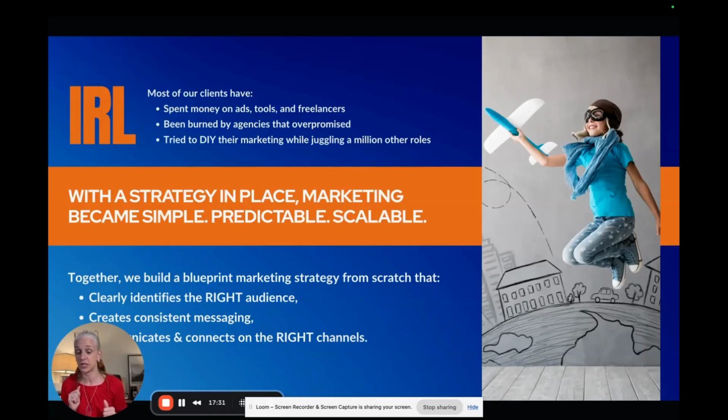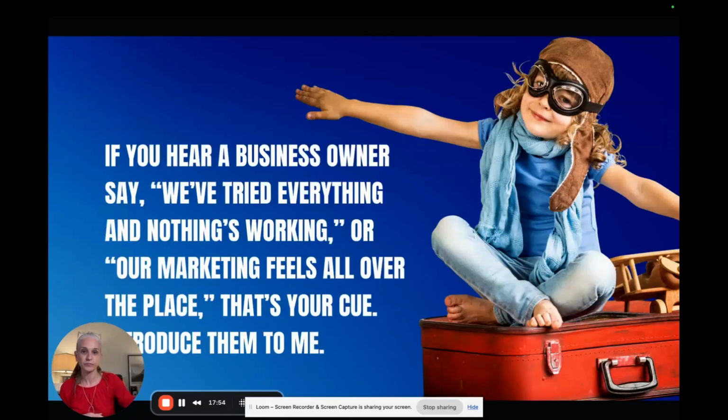So say you do have an agency, you can hand the Blueprint to your agency or a social media manager and everybody is on the same page, moving in the same direction with absolute clarity on what needs to be said and to whom. So together we build that Blueprint marketing strategy from scratch, which clearly identifies the right audience and the right person, creates consistent messaging, and communicates and connects on the right channels. So if you ever hear a business owner say, we've tried everything and nothing's working, or our marketing feels all over the place, that's your cue to introduce me to them, which I would greatly appreciate.